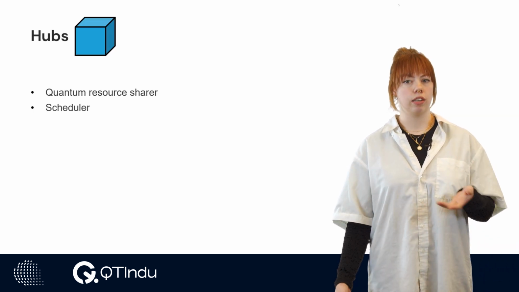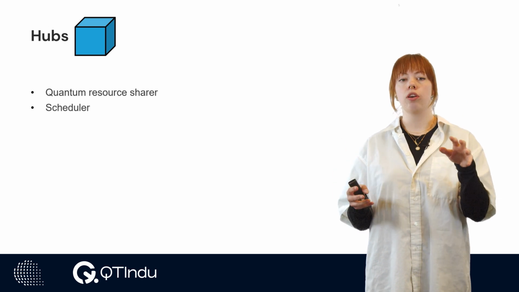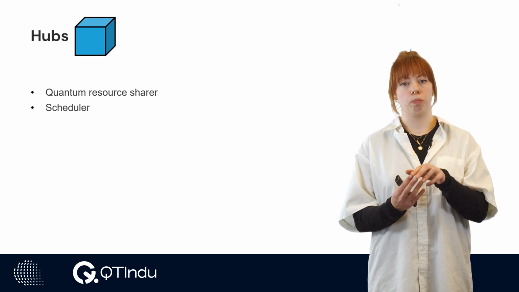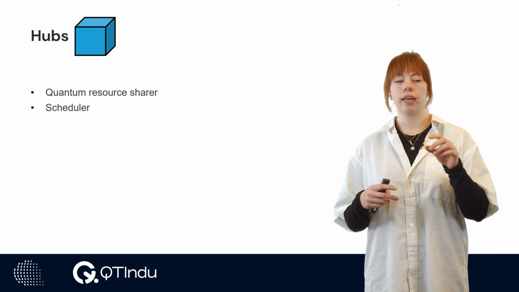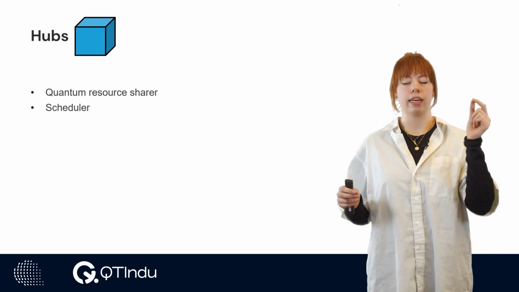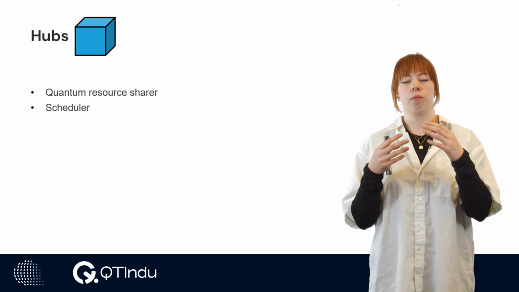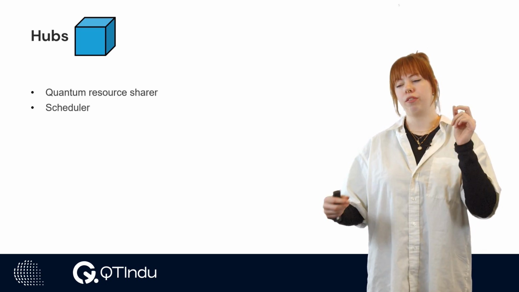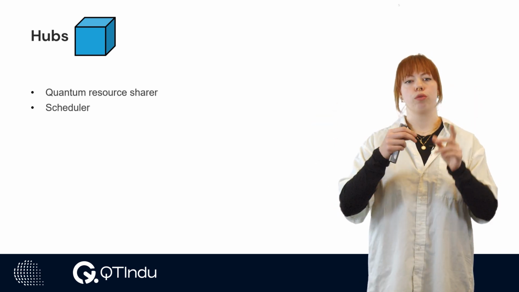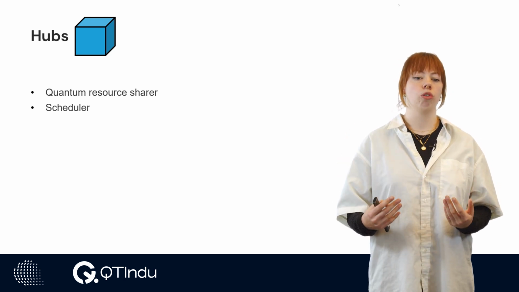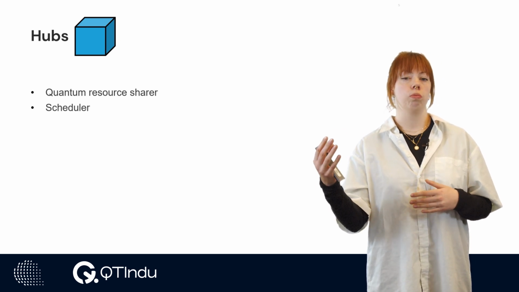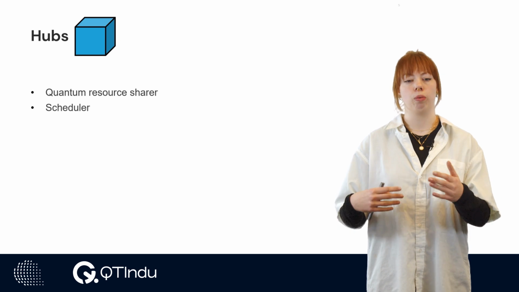So the next element is a hub, and all of the end nodes, being the processing nodes and the photonic clients, are connected to a hub in a metropolitan network. And this hub acts as a link between these end nodes. So these end nodes will request to the hub to be connected to each other. And then this hub will be a quantum resource sharer. So whatever these two end nodes will need to connect to each other will be at the hub. And if there are a lot of requests coming in from different end nodes, this hub will also act as a scheduler to say which node will be first to connect with the other ones and which will have to wait in a queue.